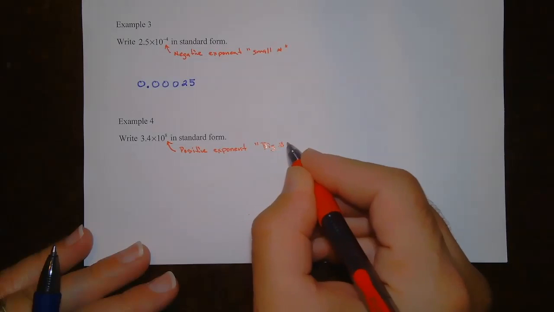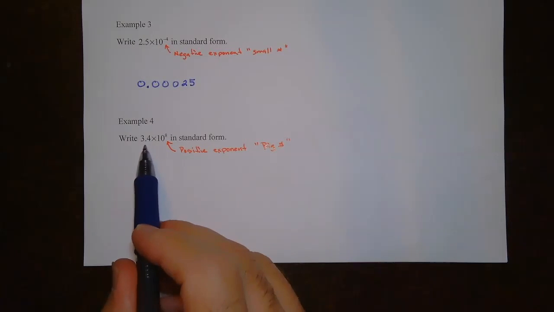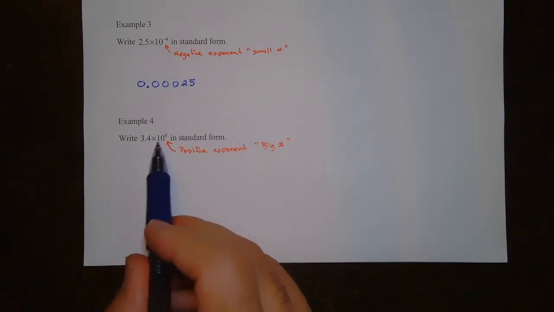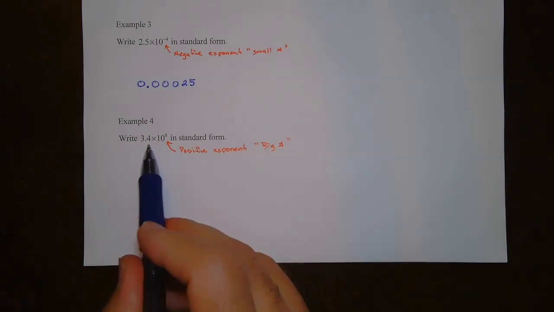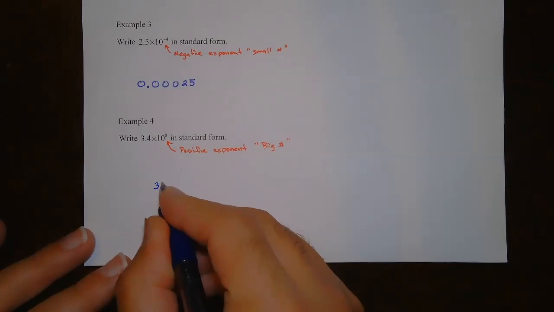Big number. To create a big number of this, I'd have to move the decimal 8 places. And which way to make the big number? Well, I'd have to move it to the right. So this is 3 followed by a 4.